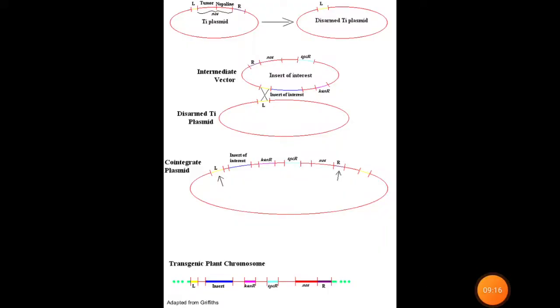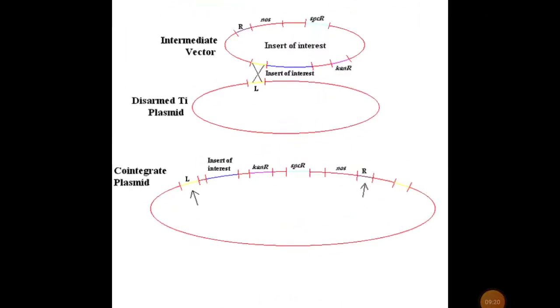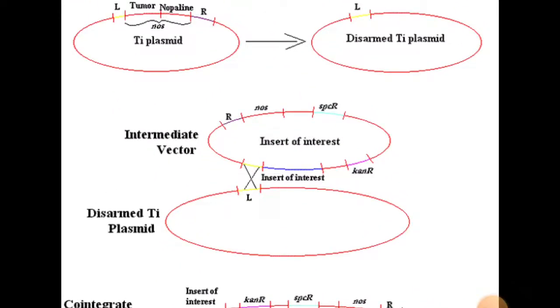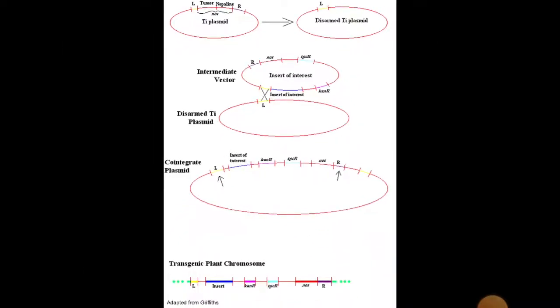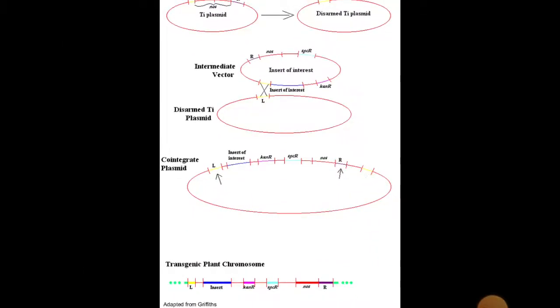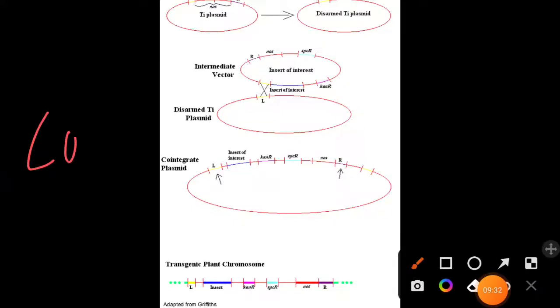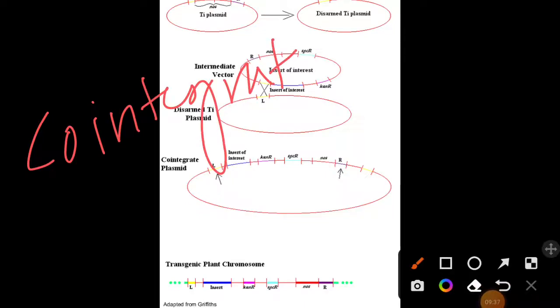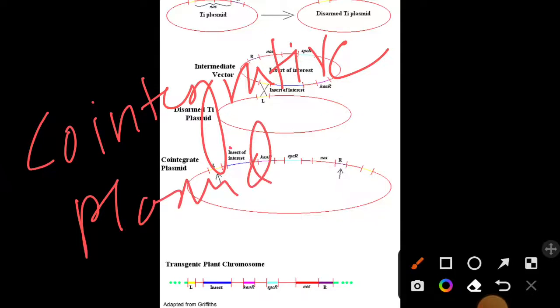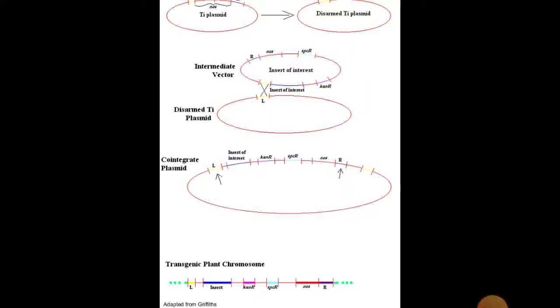So as a solution to that problem, scientists developed a procedure that is commonly known as co-integrate plasmid formation. So what is this? Let's discuss.